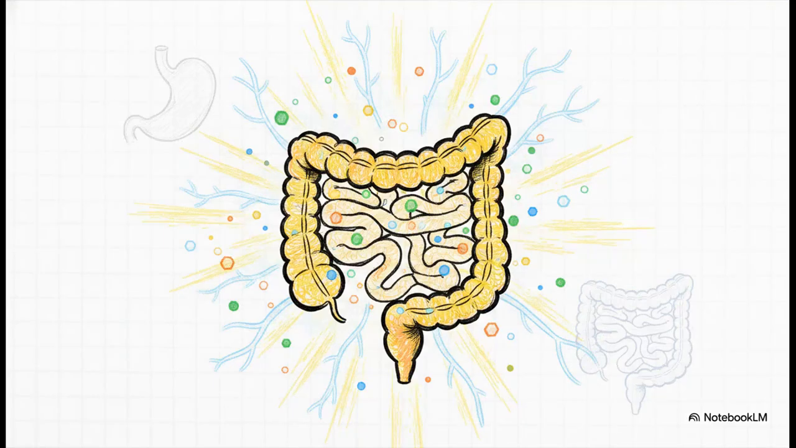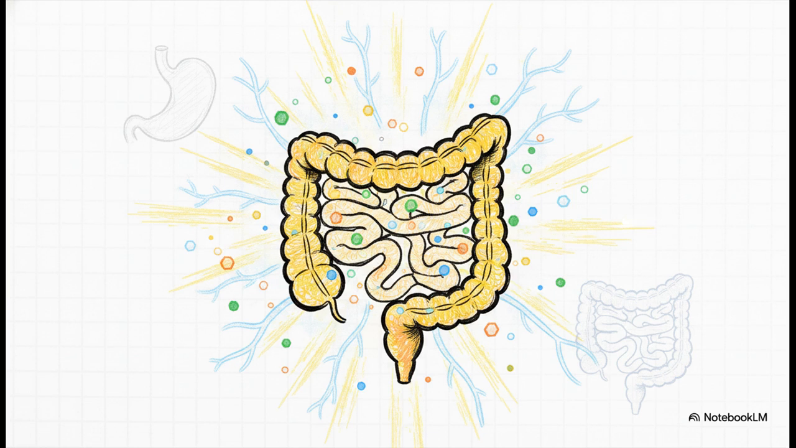If you take away one thing from this regional map, it's this. The small intestine is the undisputed MVP for nutrient absorption. It's also where final chemical digestion actually finishes. Why is it so good at this? Because its anatomy is just insane.